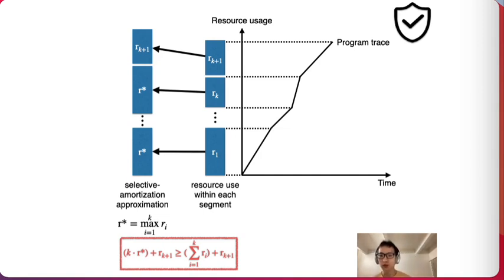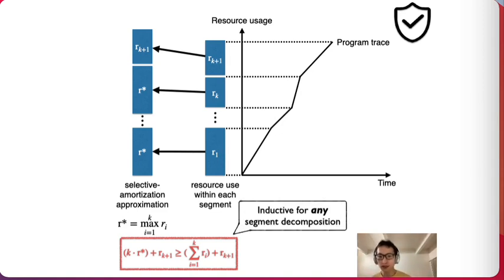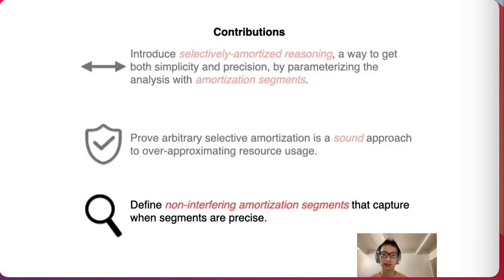On the left-hand side, we first multiply the number of segments, which is k, with the max cost among all segments, which is R star. Then we add the cost of the current partial segment, Rk plus 1. Importantly, this is not only an inductive invariant, but also an inductive invariant that holds true no matter how we select segments. Because in this approximation, we do not have any assumption about segments.